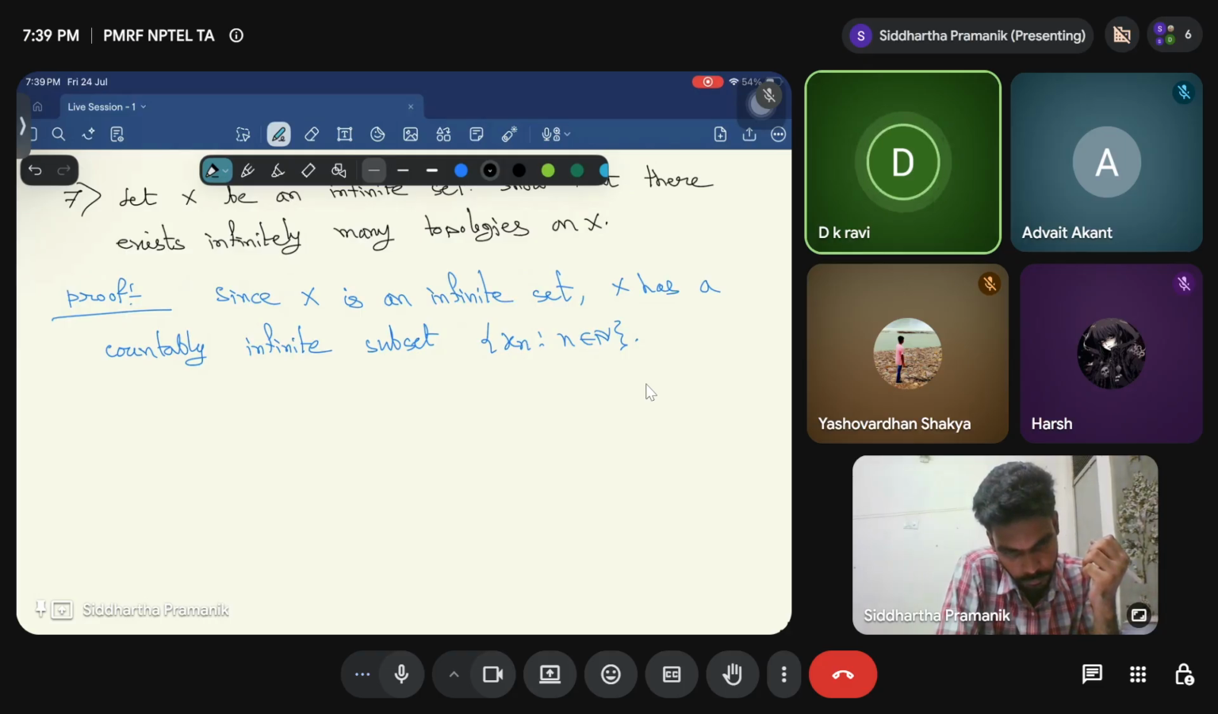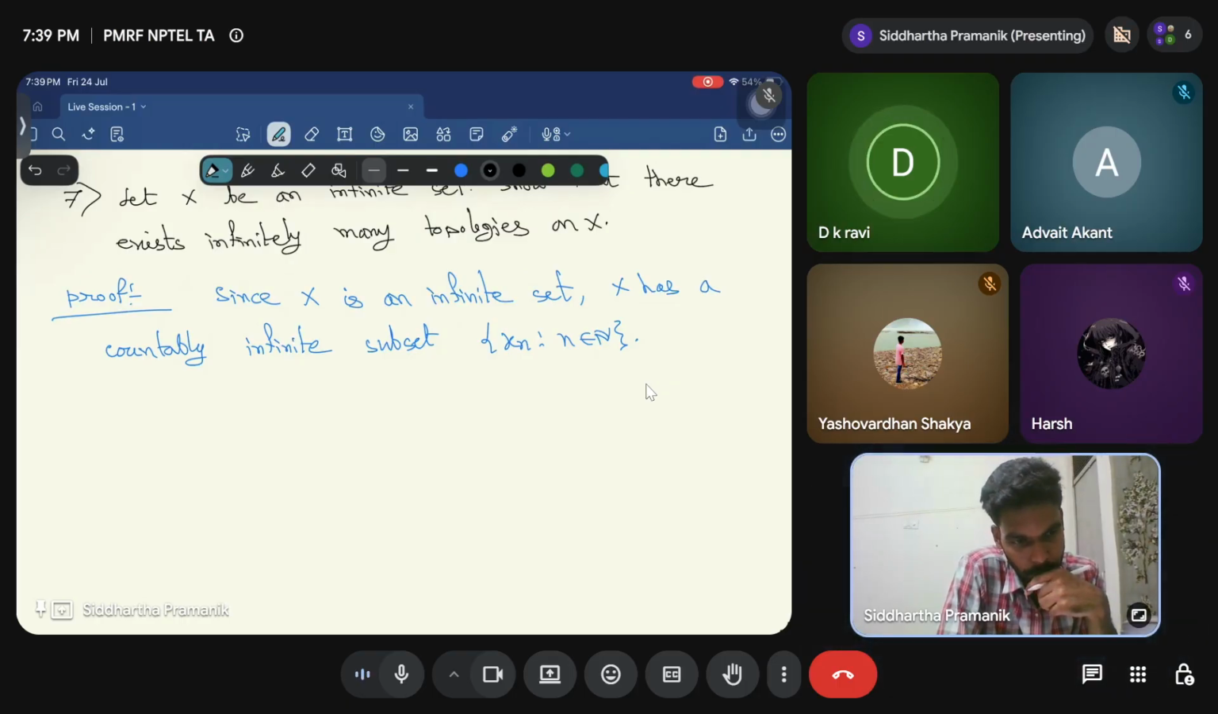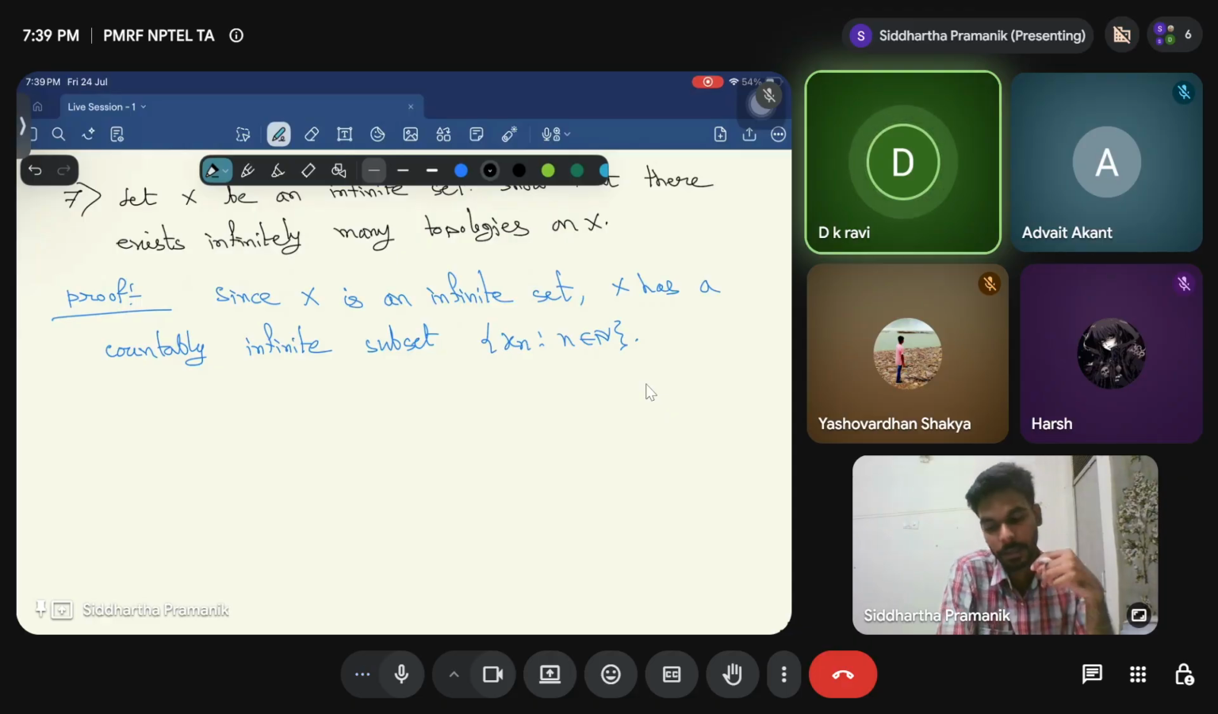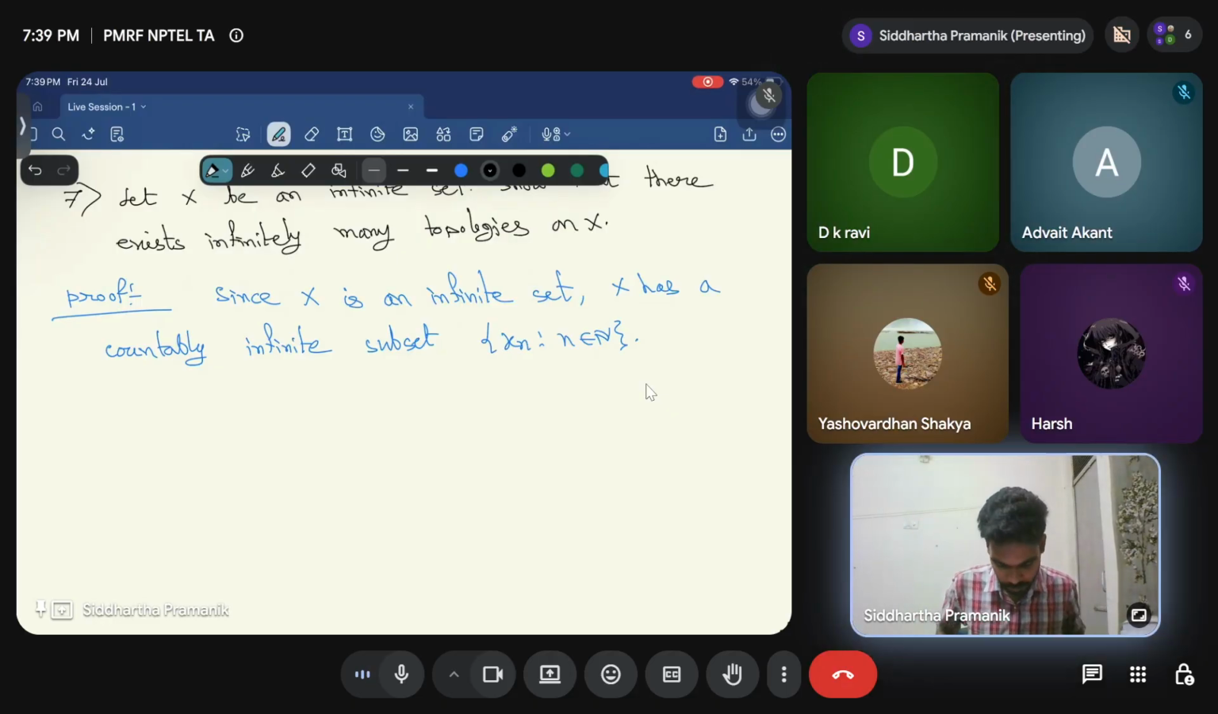The total open subsets we are getting here will be C. So you are saying the cardinality of the power set is also infinite. It will be continuum, sir. But all the subsets of the power set need not be a topology, right?